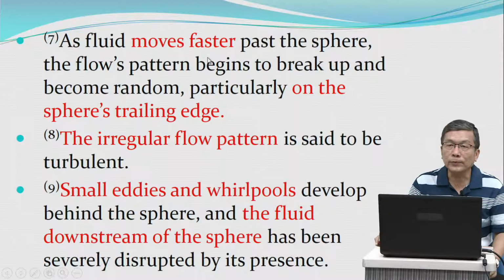As fluid moves faster past the sphere, the flow's pattern begins to break up and become random, particularly on the sphere's trailing edge. The irregular flow pattern is said to be turbulent. Small eddies and whirlpools develop behind the sphere, and the fluid downstream of the sphere has been severely disrupted by its presence.